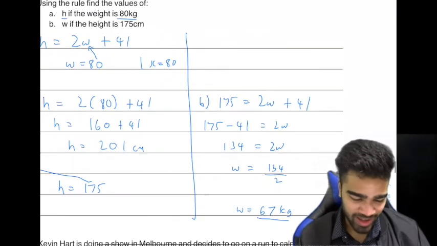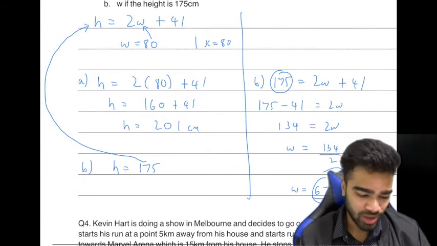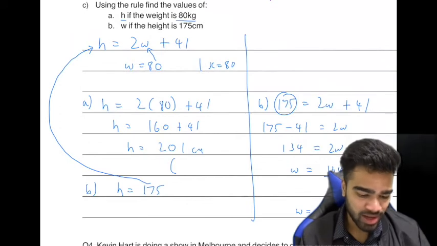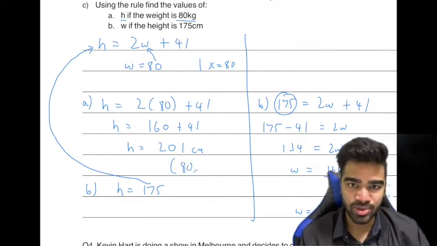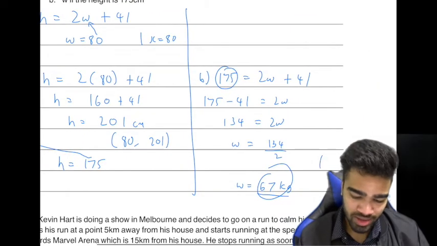Okay, so pretty much if height is equal to 175, weight is 67. So what are our coordinates, guys? For part A, our weight was 80, so x coordinate is 80, and our height was 201. And then for this coordinate, weight is 67, and the height we subbed in was 175.